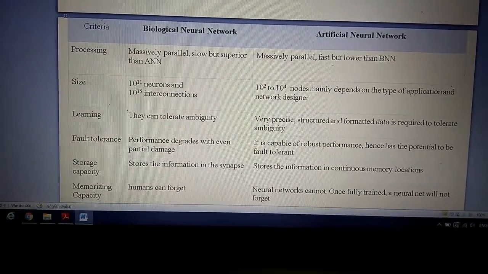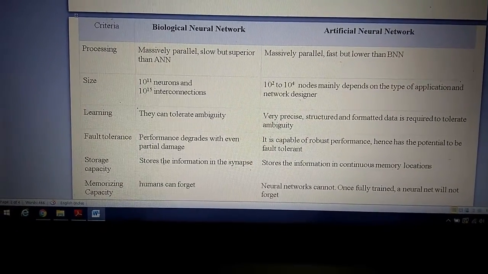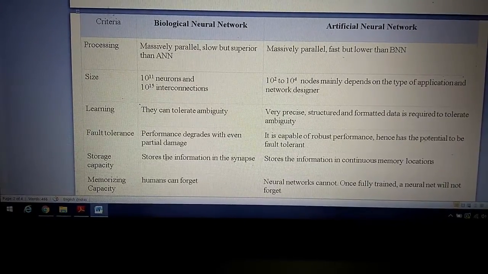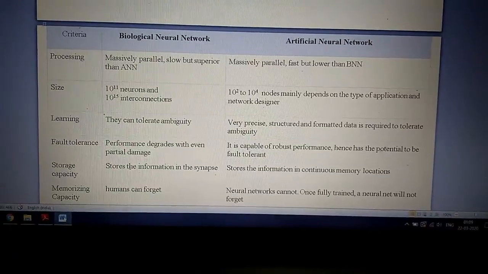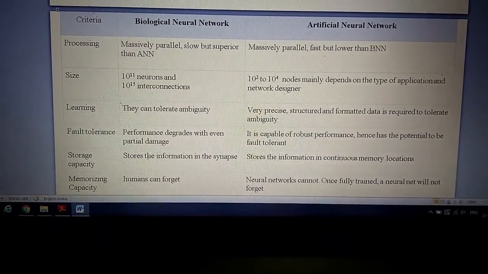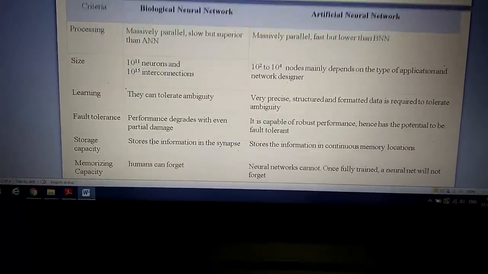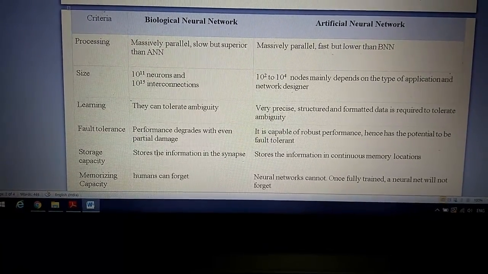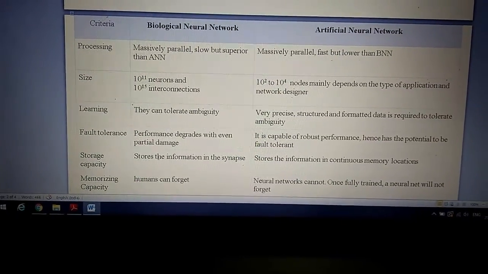Fault tolerance. Performance degrades with even partial damage. If some neurons get damaged, the performance of the biological neural network decreases. An artificial neural network is capable of robust performance, hence has the potential to be fault tolerant. Storage capacity. As we discussed, the biological neural network stores the information in the synapse. The artificial neural network stores the information in continuous memory locations.